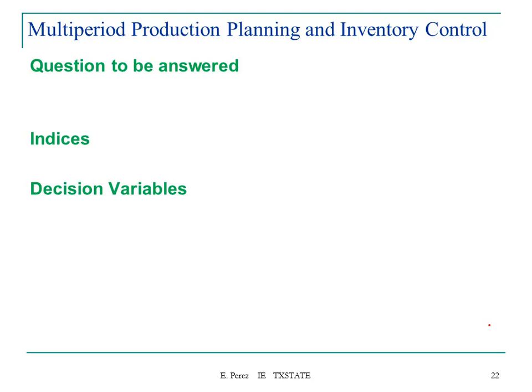Question to be answered. This is a production problem. So again, we need to know how many units we need to produce, right? It's a production problem. We need to find out how many we are producing. Is there any other question that we need to answer?